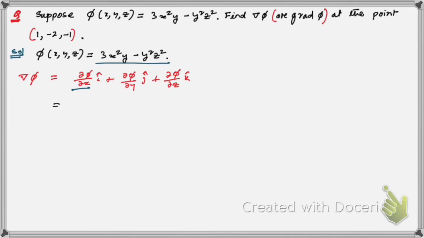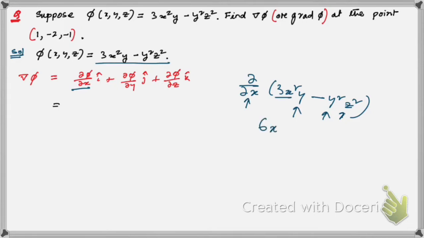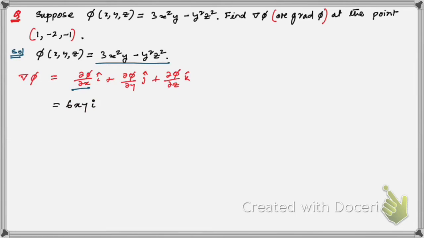When you find del phi by del x, phi is 3x squared y minus y squared z squared. Here we consider y and z as constants when finding the partial derivative. So if you differentiate this, you will get 6x, and y remains y because it is constant. Here we have no x in the second term, so its partial derivative will be 0. So we have got 6xy. Hope you have understood how to find a partial derivative. That's the i cap component.